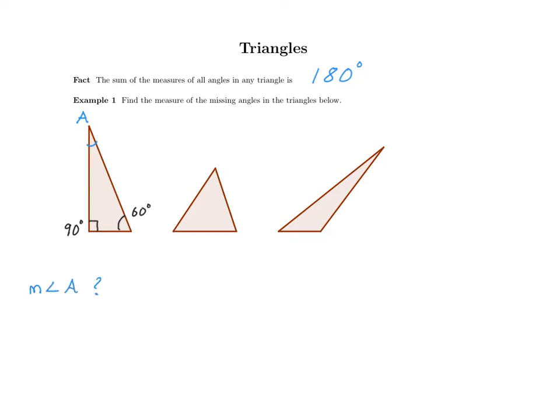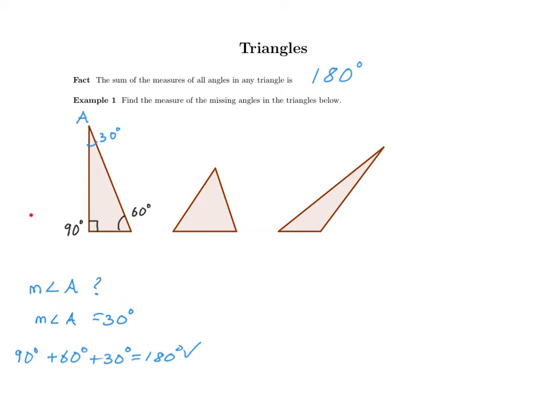It must be that if you add these three numbers together, their angle measurements, you get 180 degrees. You want to put a number here so that when I add 90 and 60 to it, it's 180. And that number is 30 degrees. So the measure of angle A is 30 degrees, and that's because 90 degrees plus 60 degrees plus 30 degrees is equal to 180 degrees.